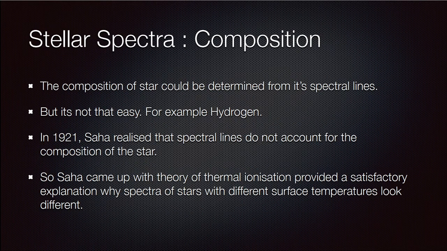Now the second thing that we observe is composition. The composition of a star could be determined from its spectral lines, but it is not that easy. For example, hydrogen. We all know the basic material of a star is hydrogen, but we do not find hydrogen in all states. If the temperature of a star is very high, the hydrogen present will be ionized, and if it's ionized, we can't get it in the spectral lines.